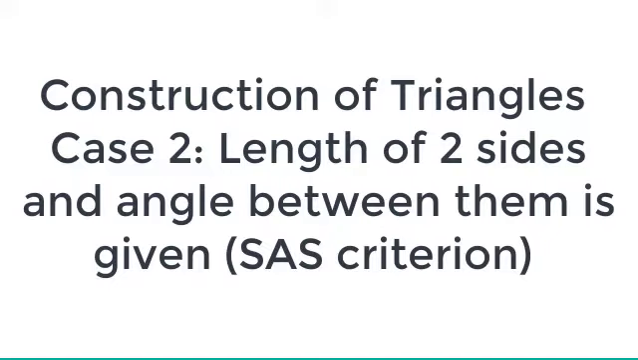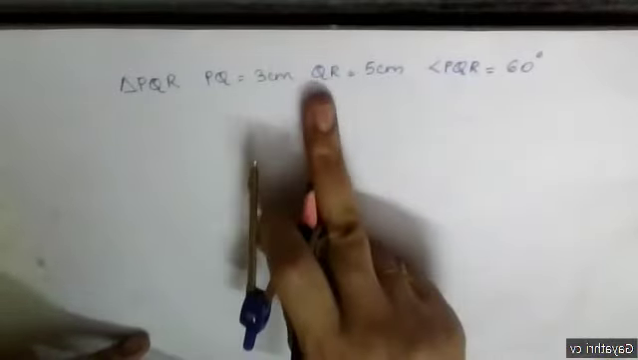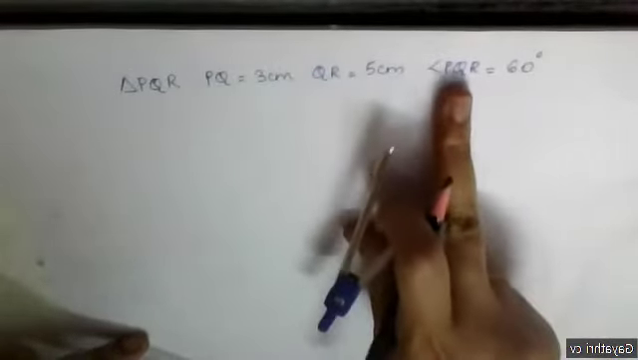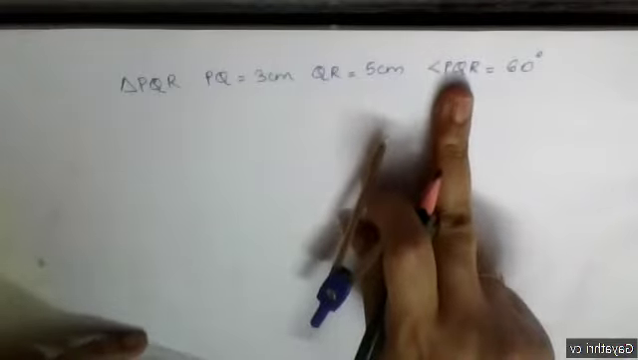Next, let's see how you can construct a triangle when the length of two sides and the measure of the angle between them are known. So to do this, let us look at this question. Here we have to construct a triangle PQR where PQ is 3 centimeter, QR is 5 centimeter, and angle PQR is 60 degree. So to do this, see which is the angle that we know? We know angle PQR, where Q is the vertex of the angle.